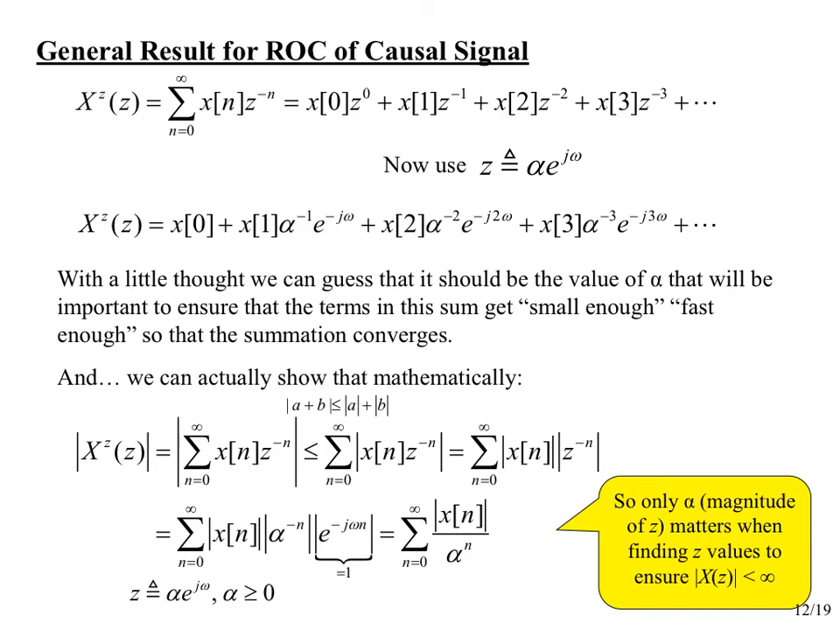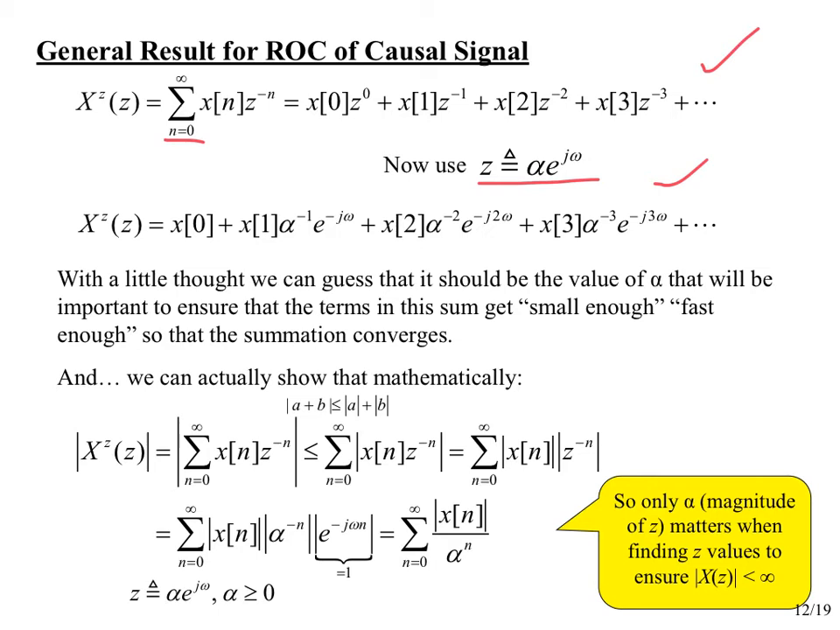So we've been sneaking up on this general idea for the region of convergence of a causal signal. We've seen two examples now where the region of convergence is the region outside of some circle. And we can show that that is true in general. So we've got our causal signal z transform. It's causal, so we can start at n equal to 0. And now we're going to substitute in general polar form for z just to get a feeling for what this thing is going to look like.